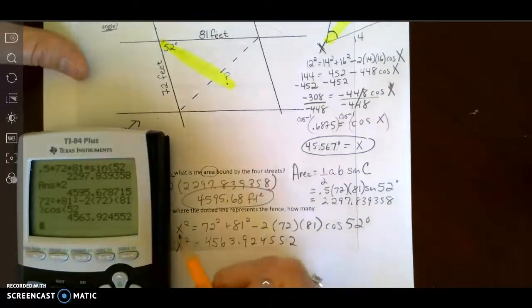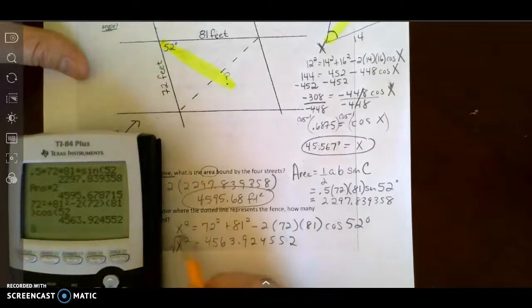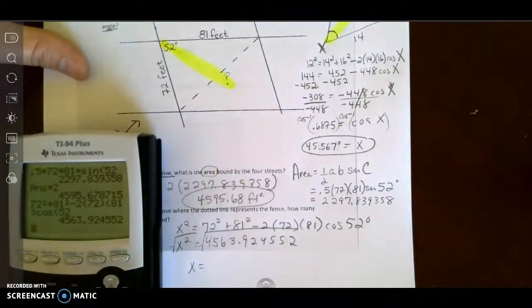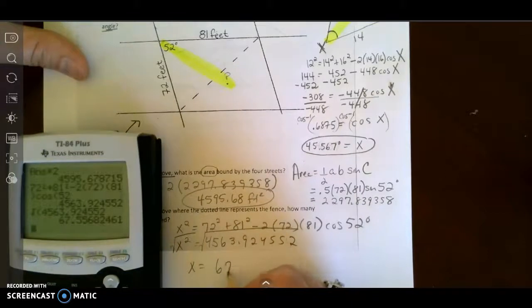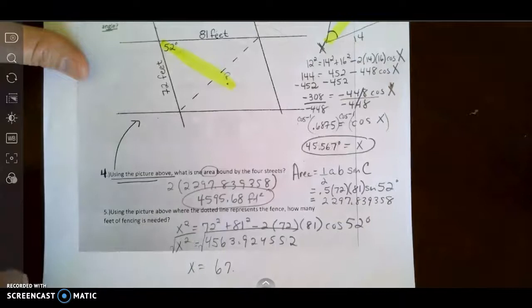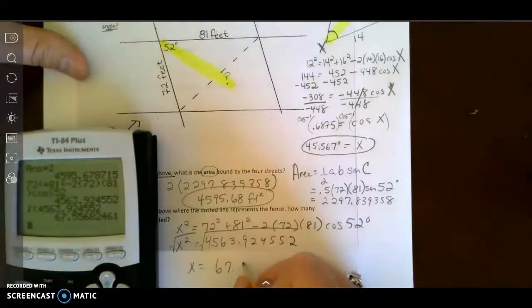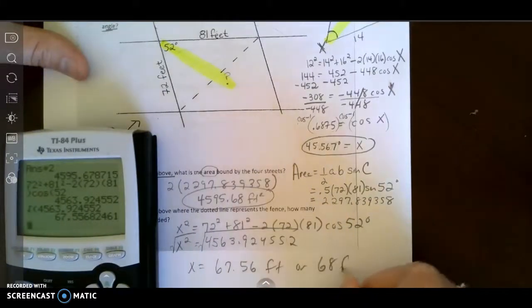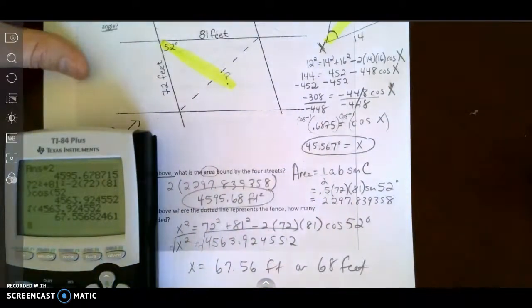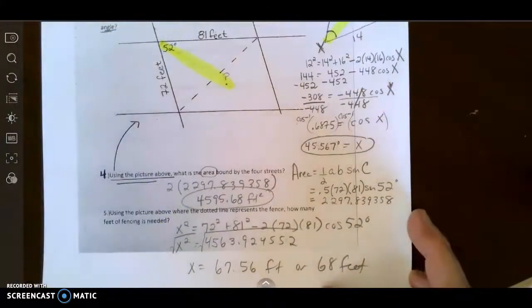And then I take the square root of each side. Don't need plus or minus because it's the length of a side. And I get 67.56 feet, or 68 feet if they wanted it to the nearest whole number. Okay.